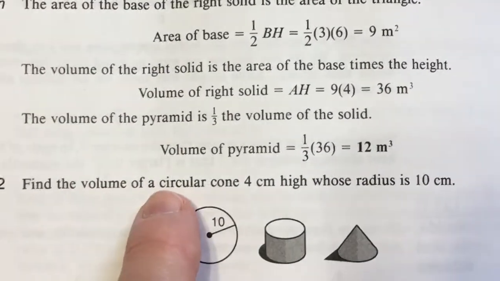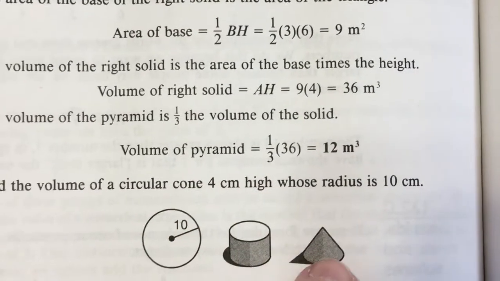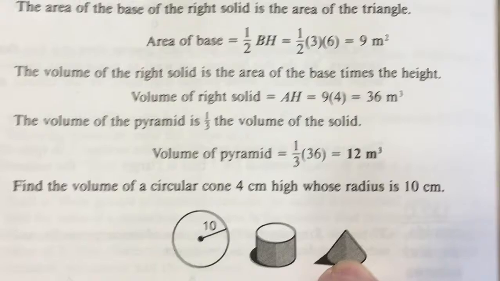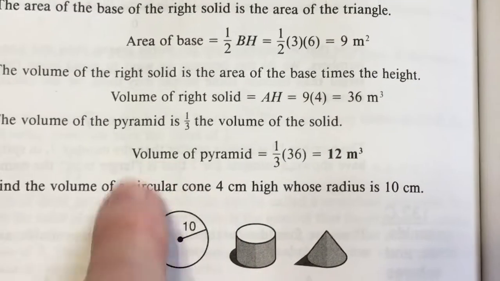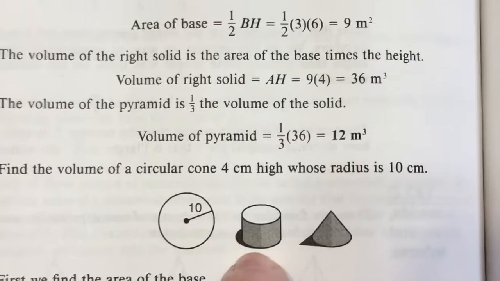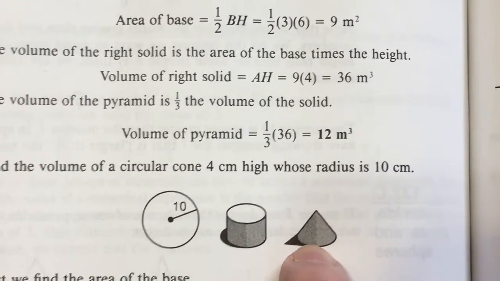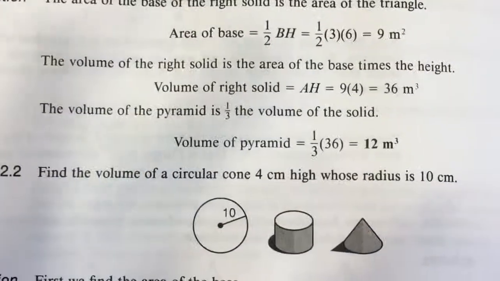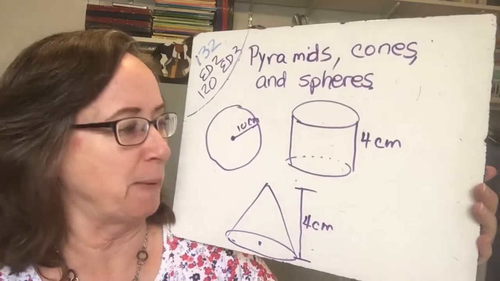It says find the volume of a circular cone 4 centimeters high, whose radius is 10. So here's the base of the circular cone. Here would be the cylinder that encloses the circular cone. So we'll do this one on our whiteboard. Okay, so here's my best attempt at these pictures.